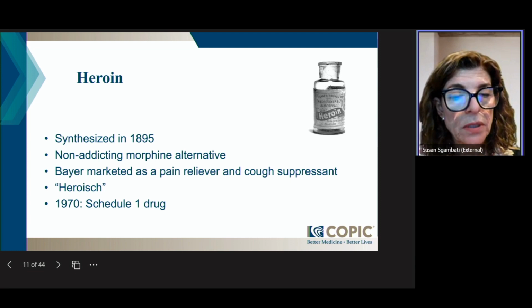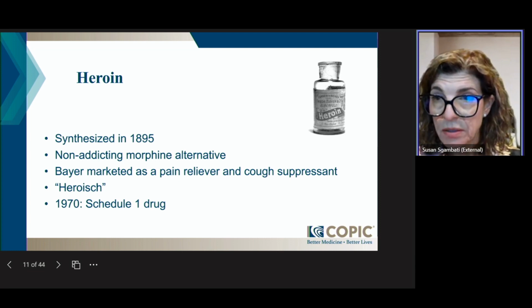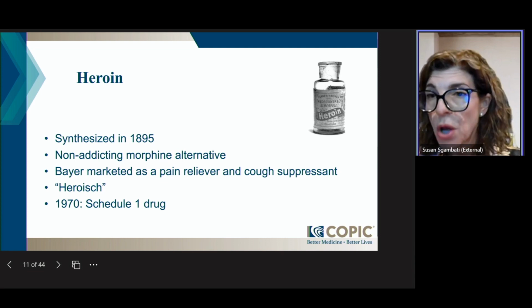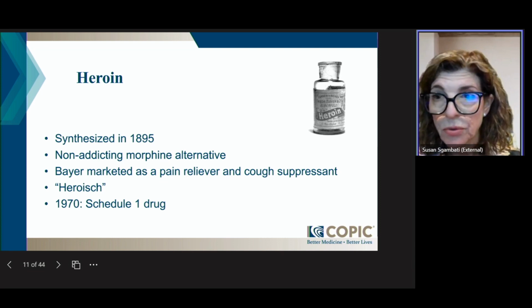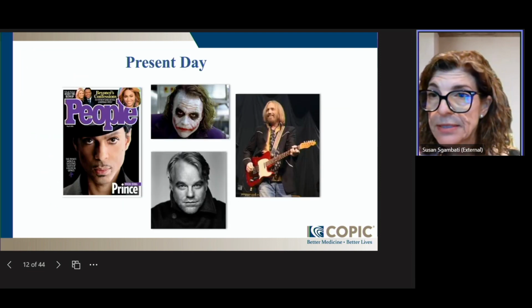And then, as we know, in 1970 the FDA said that's a Schedule I drug. And what does that mean? It has no medical use. So no known medical use for heroin. So we can fast forward up to our present day.